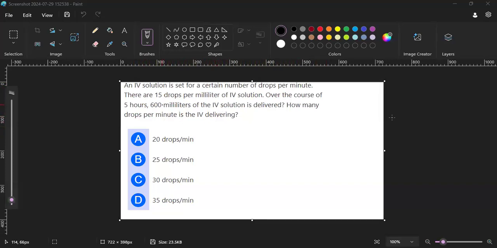Okay. So they've given us a conversion factor of 15 drops per milliliter. And then they gave us some quantities, 5 hours and 600, right? These quantities are time and volume. Time is hours, volume is milliliters. And they want to know how many drops per minute. So drops per minute is volume over time, right? But we're using different units. We're going from milliliters to drops in terms of volume and from hours to minutes in terms of time. So we have to do some converting here, right? So let's go ahead to the whiteboard and see how to work this problem out.